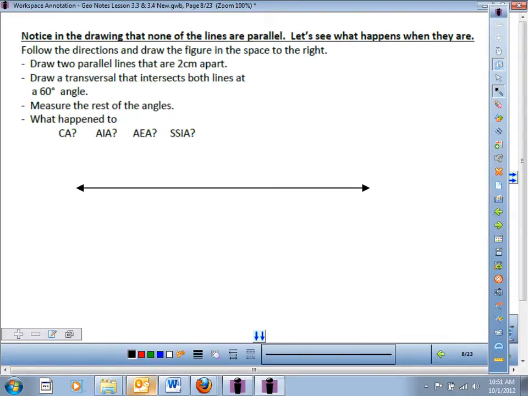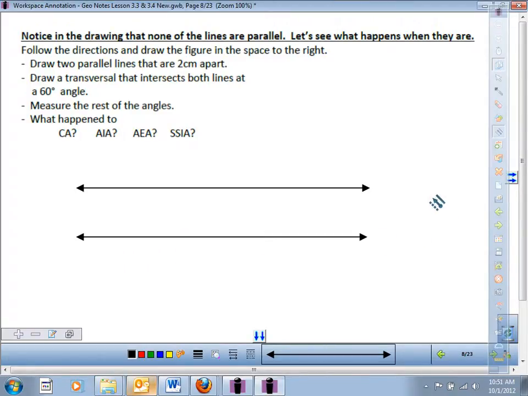So now notice in the drawing that none of the lines are parallel. Let's see what happens when they are parallel. So if we draw two lines that are parallel, now to draw lines that are parallel, what I told you to do is go ahead and measure 2 centimeters apart. So from this line, you'd come down here and you measure 2 centimeters and you make a little point. You'd come over here, you'd measure 2 centimeters down, you'd make a little point.